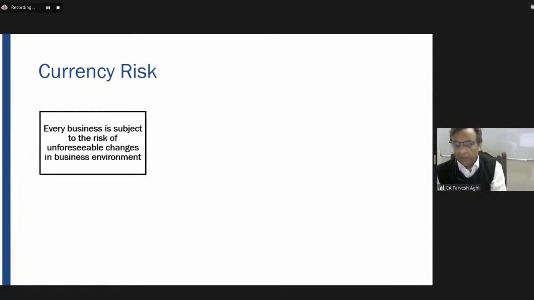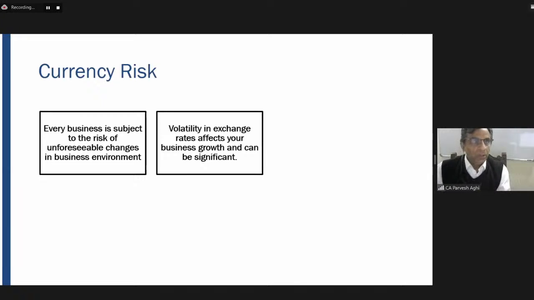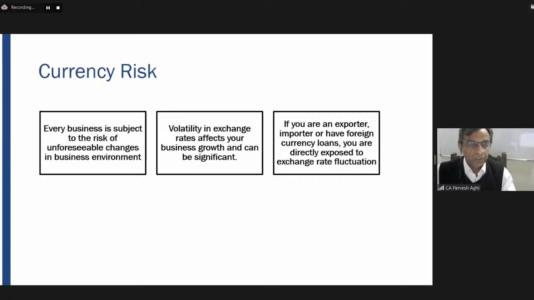Every business is subject to the risk of unforeseeable changes in the business environment. Volatility in the exchange rate affects our business growth and can be significant, because there is a lot of volatility happening in the exchange rate, which can affect the growth of your business. If you are an exporter, importer, or have a foreign currency loan, you are directly exposed to exchange rate fluctuations.